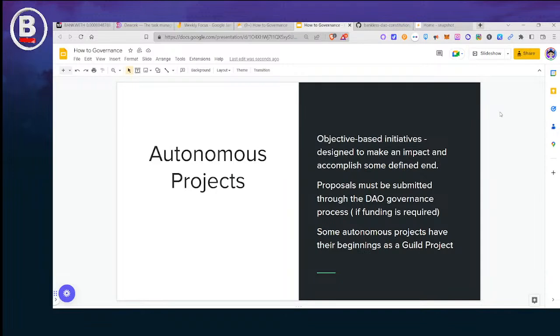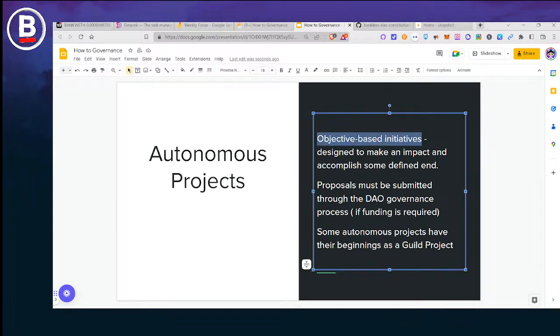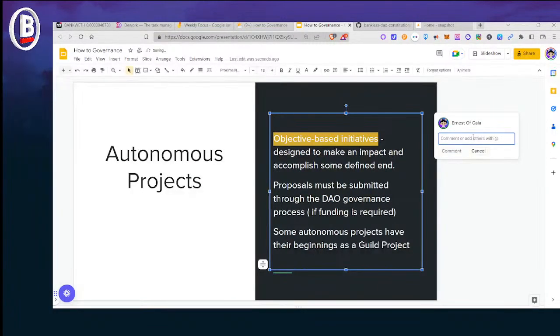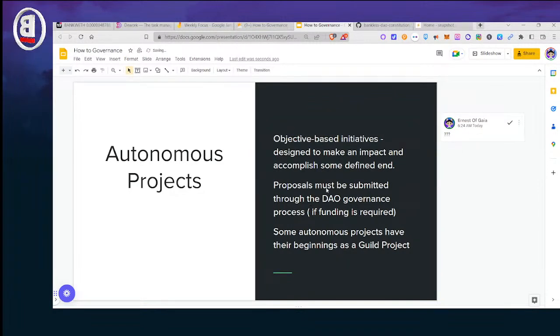So we have guilds, we have projects. Projects are mostly autonomous. They're designed to make an impact and accomplish a specific goal. Proposals must be submitted through the same DAO governance process as other units within the DAO. Most projects submit funding requests on a seasonal basis if they remain active and continue towards their goal. Some projects start within guilds or within departments, and if they develop, they can become their own project, not dependent on a guild or department.